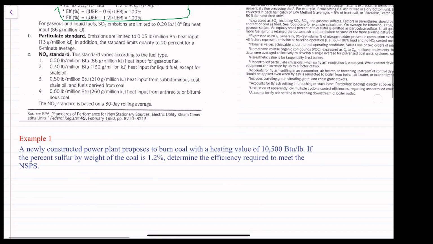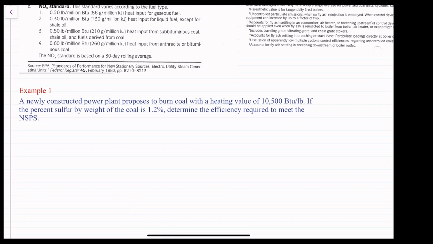Let's look at example 1. So in this, we have a newly constructed power plant which proposes to burn coal with a heating value. So let's write down the information given to us. The heating value is 10,500 BTUs per pound. And the percent sulfur by weight, so S is equal to 1.2. We have to find the efficiency required to meet the NSPS.